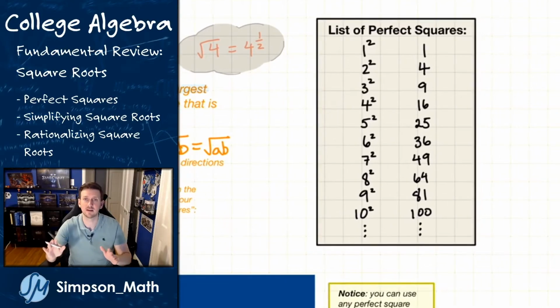To get started, let's take a look at our perfect squares. I've written out a list of just the first 10 perfect squares. There are obviously lots more, the perfect squares using integers, mind you. So 1 squared is 1, 2 squared is 4, 3 squared is 9, on and on up.